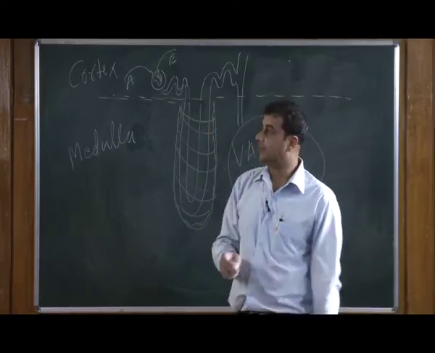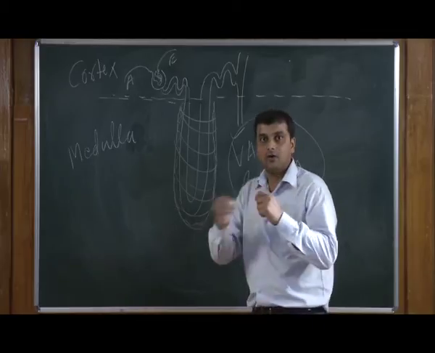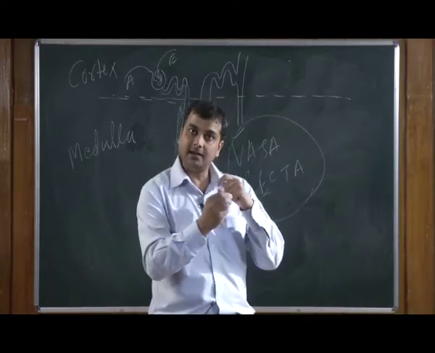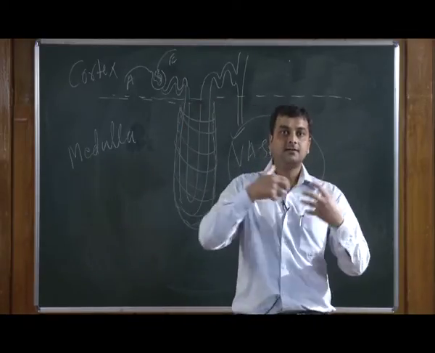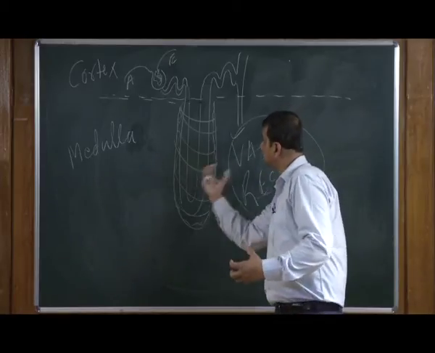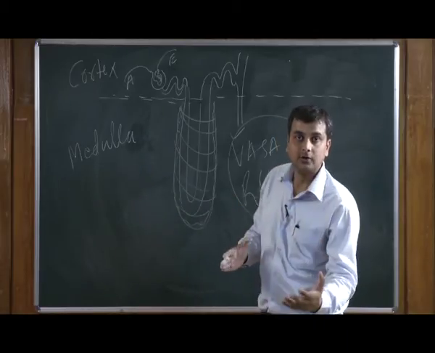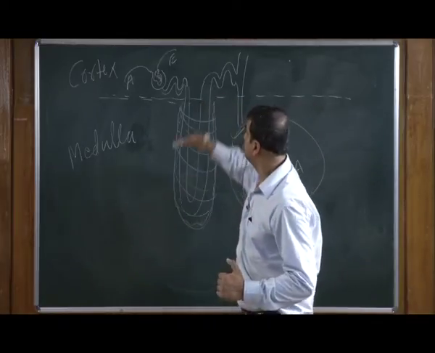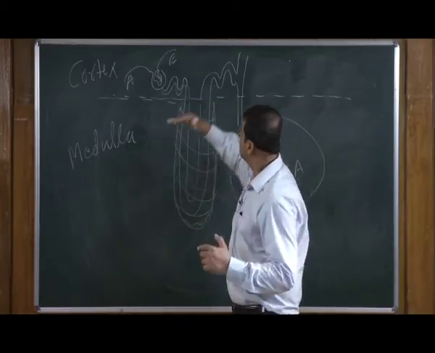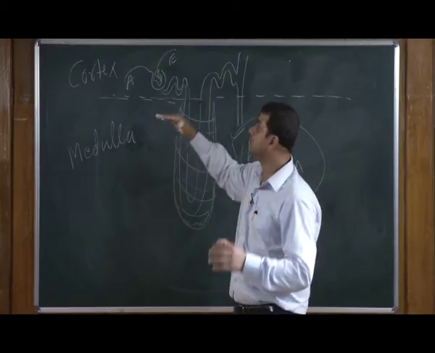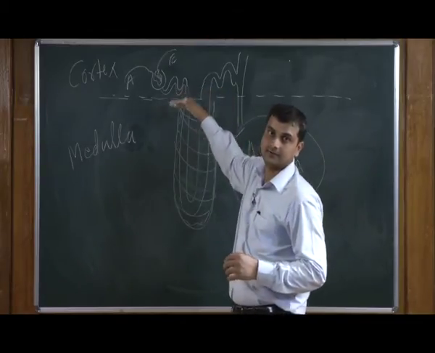So, remember one thing, Vasa recta is a capillary network, a peritubular network, the blood circulatory environment around this Henle's loop area. This is very much present in case of juxtamedullary nephron, but it is absent in the cortical nephron. Why? Because there is no Henle's loop or a highly reduced Henle's loop in cortical nephrons.